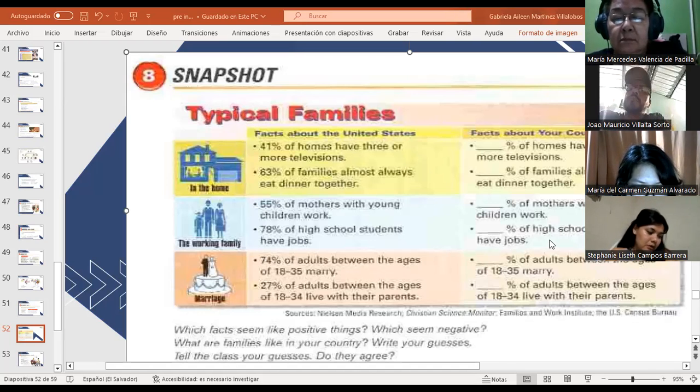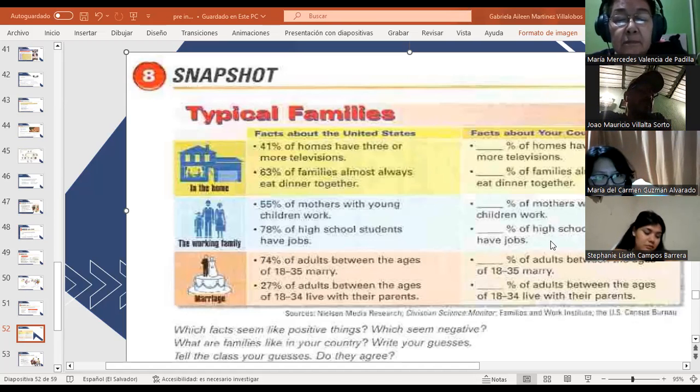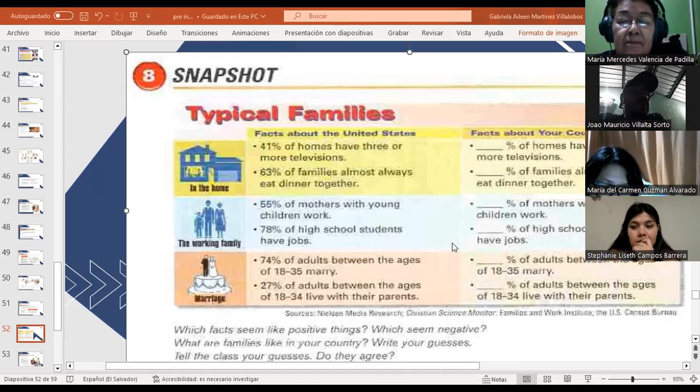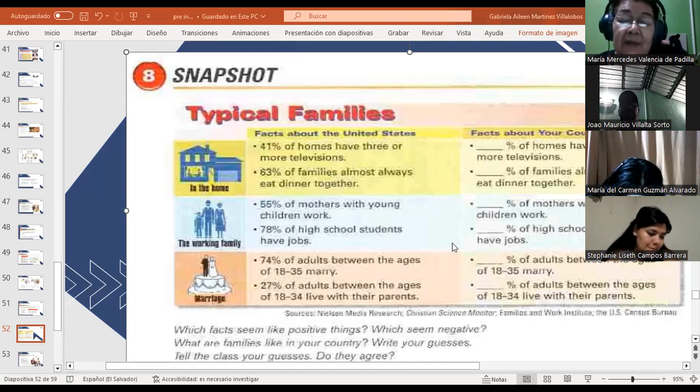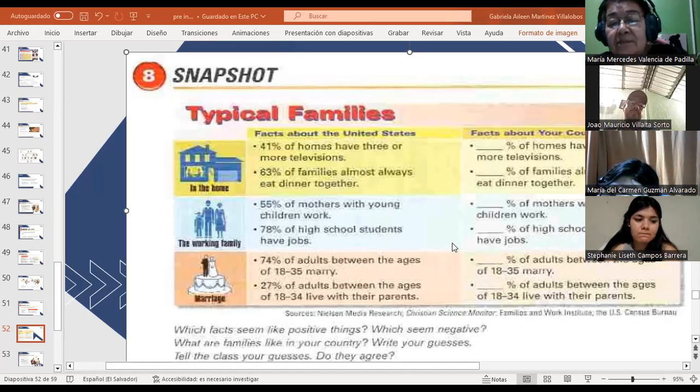So let's go with what is the percentage of high school students that have jobs here in El Salvador? In El Salvador, nothing. 20%. 20% of schoolers is very low. Oh, yeah. They're 5%. They're lazy. Yeah, only mama and papa are taking care of them. Yeah, because my daughter doesn't work. I mean, she's studying. Yeah, it's our culture.